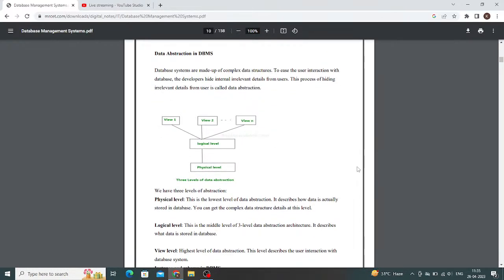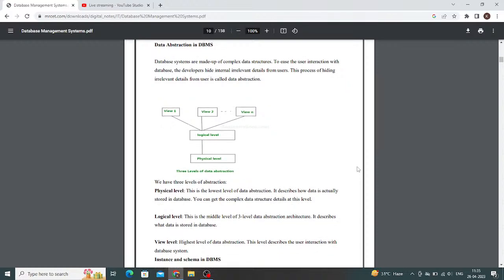Database systems are made up of complex data structures to ease user interaction with the database. The developer hides internal irrelevant details from the user. This process of hiding irrelevant details from the user is called data abstraction. Like view 1, view 2, till view n. This is the logical level and then your physical level. So we have three levels here.